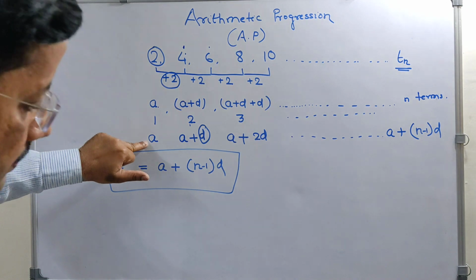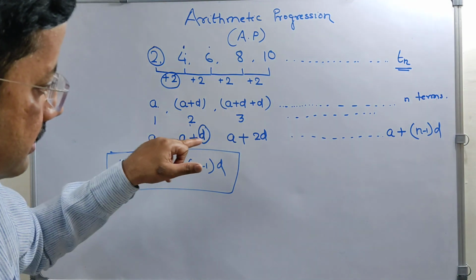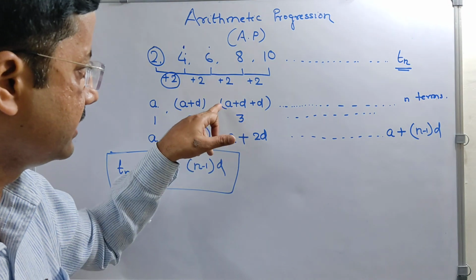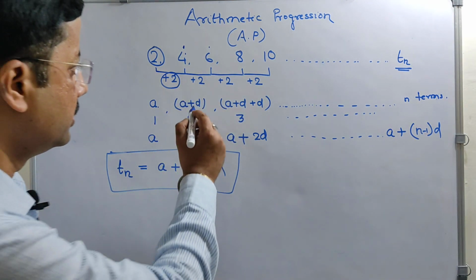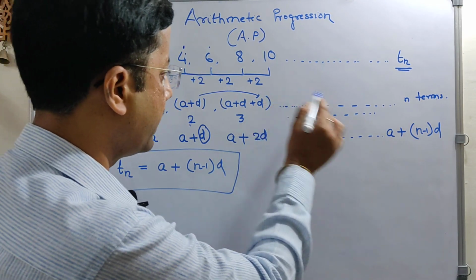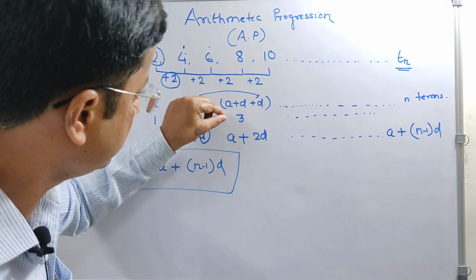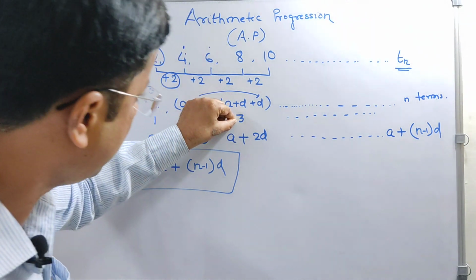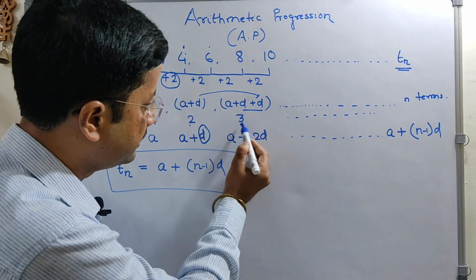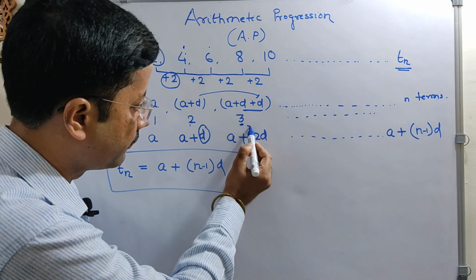Because this is the first term, the second term we have obtained by adding the constant d, that is a plus d. Then we have again added this d to get the third term. If we need to find the fourth term, then again we will add d. So what we see is the relation between the number of the term and d: d is 1 less than the number of terms.